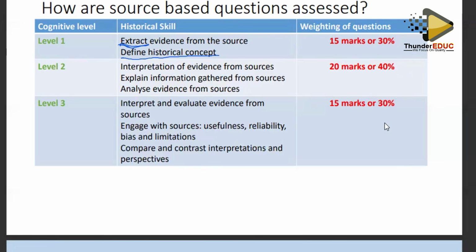If we check here, our level 1 questions, how much do they contribute to the weighting of the final paper? You see that they contribute 15 marks or 30% of the whole paper. So what does it mean? It means if you can attempt all level 1 questions and answer them correctly, already you have a pass of 30%.